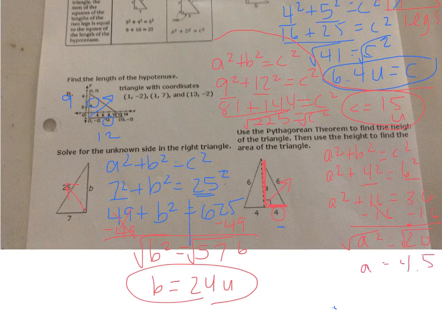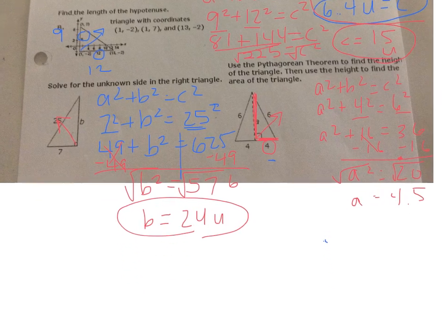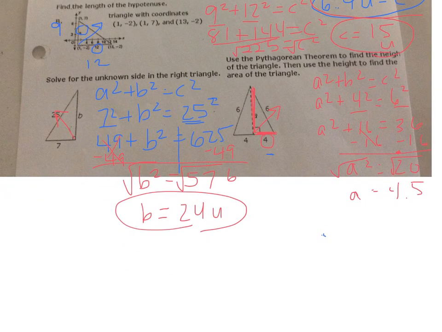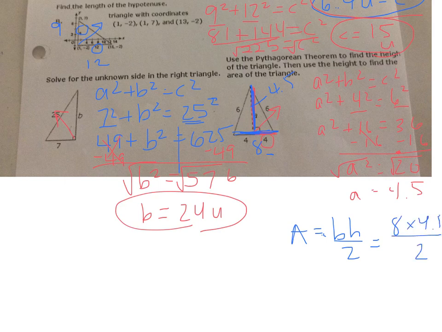Now that we have 4.5, we need to figure out the area. So 4.5 is this right here. That's our height. Our height is 4.5, and our base is 4 plus 4, which is 8. So area of a triangle is base times height divided by 2. So your base is 8, your height is 4.5, and then you need to divide that by 2, and you get 18 units squared.